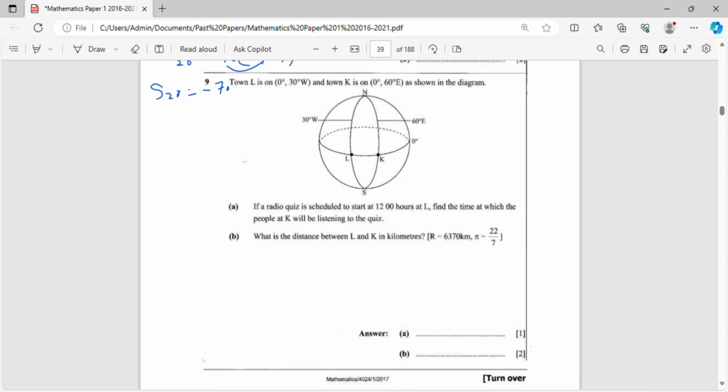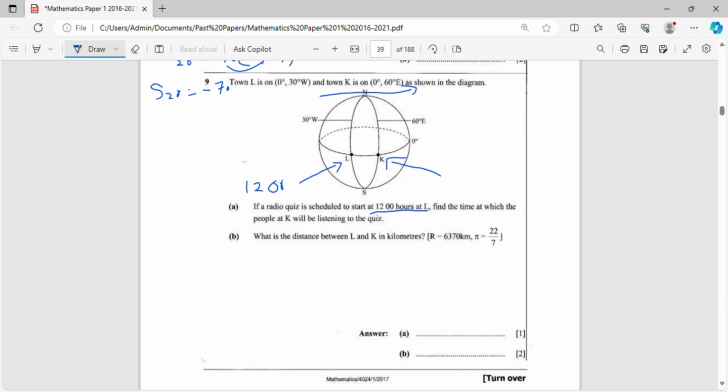So town L is on 0 degrees, 30 degrees west, and town K is on 0 degrees, 60 degrees east, as shown in the diagram. If a radio quiz is scheduled to start at 12 hours at L, find the time at which the people at K will be listening to the quiz. So the first thing we ought to take note of is we're going from west to east. So the moment you're moving into the east direction, time is increasing.